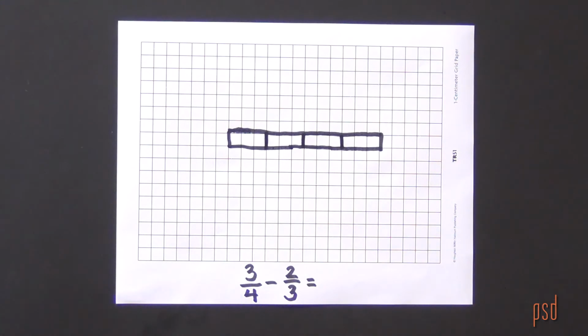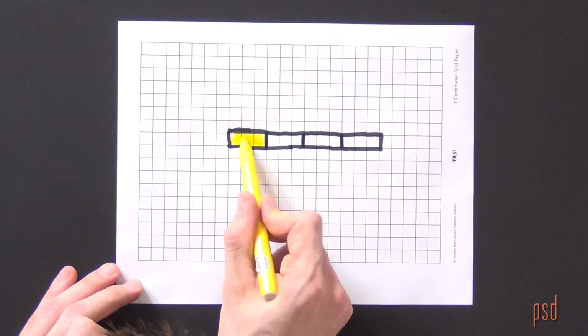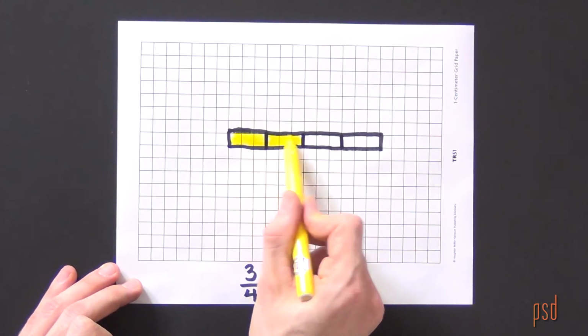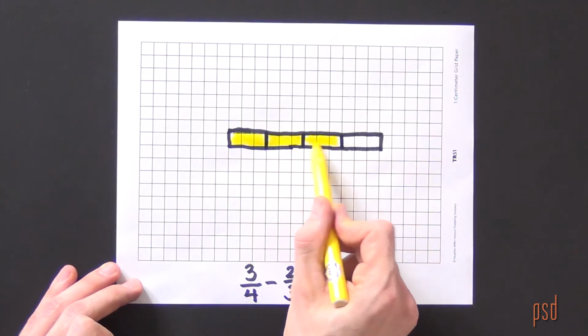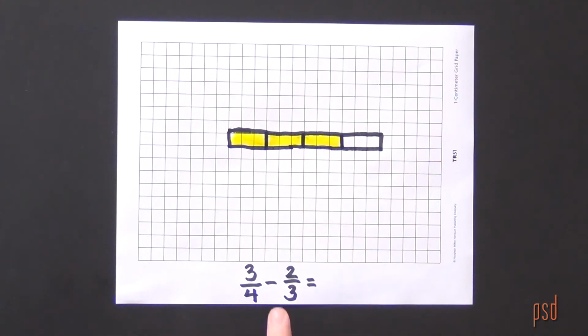She has 3/4. So I'm going to shade in yellow to represent that she has 3/4 of a cup of sugar. I know that she needs to subtract 2/3 cup of sugar. This is challenging because right now my model doesn't represent thirds.